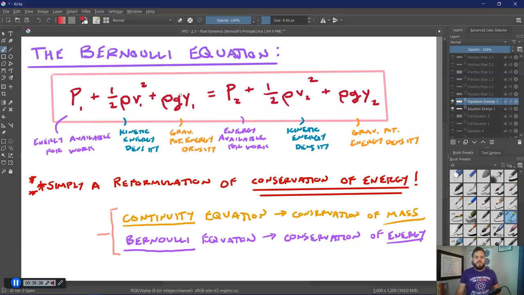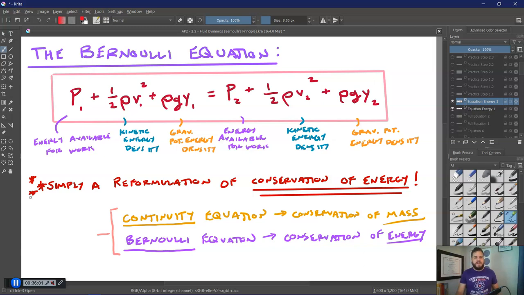The 1/2 rho v1 squared, well, that looks a lot like 1/2 mv squared, and we can think of it as the kinetic energy density, how much energy is being devoted to moving the fluid around, and rho g y1 and rho g y2 are the gravitational potential energy density, the amount of energy that's been gained by the fluid by being raised up. So really, this equation is actually just a reformulation of the conservation of energy.